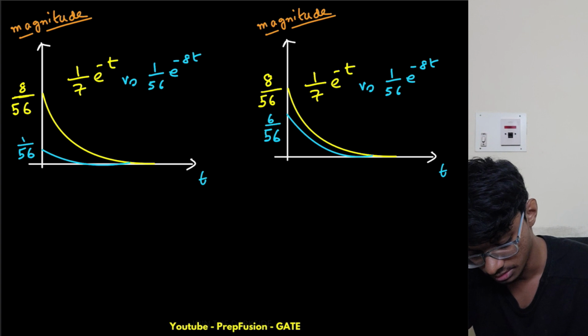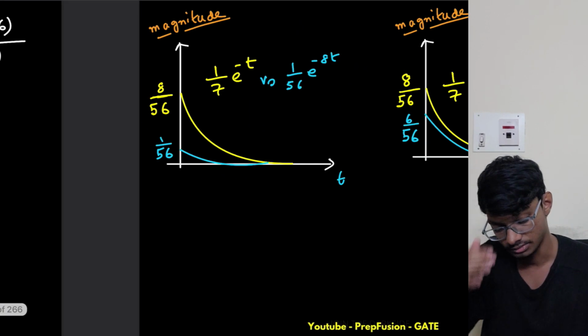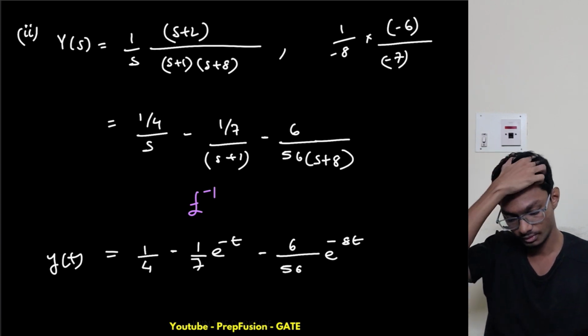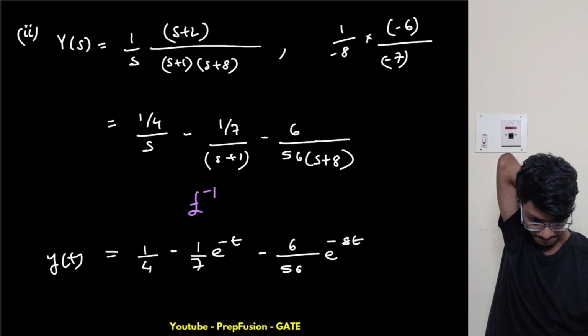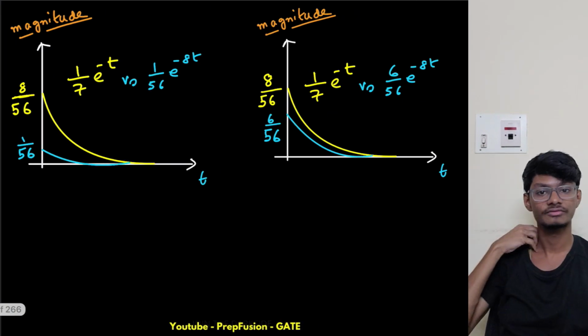Okay, this 1 by 56 has changed to 6 by 56, right? So this 1 by 56 has changed to 6 by 56. So yeah, this has changed to 6 by 56, right? So what is the difference you see?